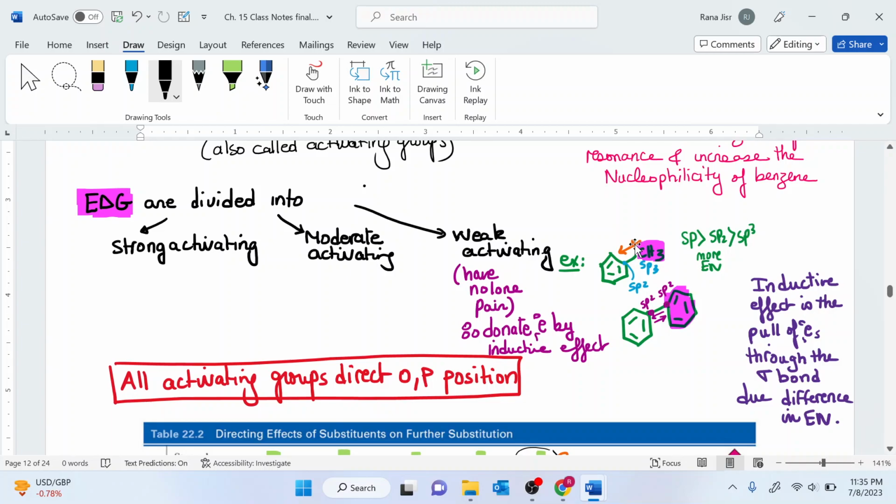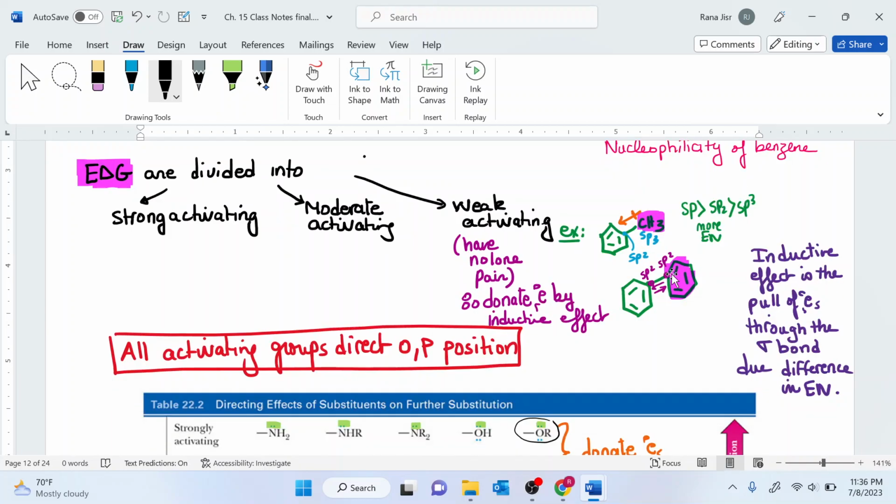The electrons are pulled through the sigma bond towards the sp2 hybrid carbon, and that makes this CH3 an electron donating group by inductive effect. It is a weak activating group. Same thing over here. If I have a phenyl group that is connected to the benzene, since both carbons are sp2 hybridized, I will still have a pull of electrons through the sigma bond towards both of these rings.